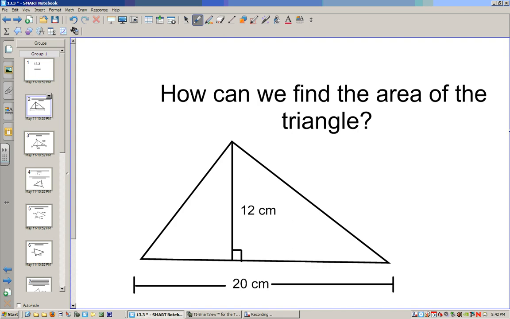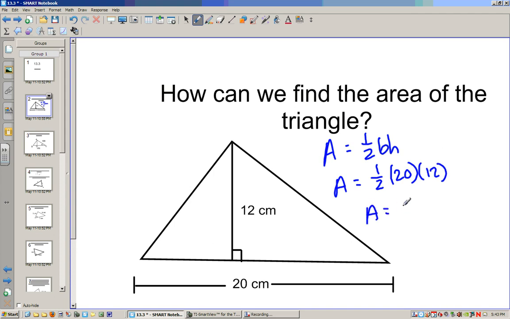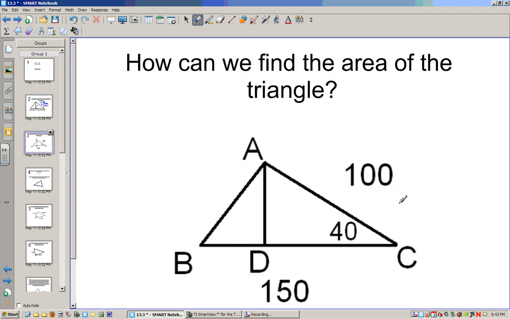So our first example here is very basic. How do we find the area of this triangle? They've already given us the base and the height. So we should be able to calculate this using 1/2 base times height, our formula for area of a triangle. If we plug in our values, we get 1/2 times 20 times 12. And so we find that the area of this triangle ends up being 120 centimeters squared.